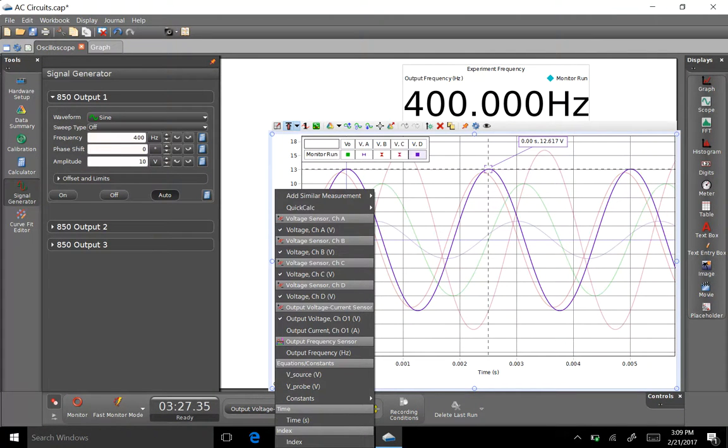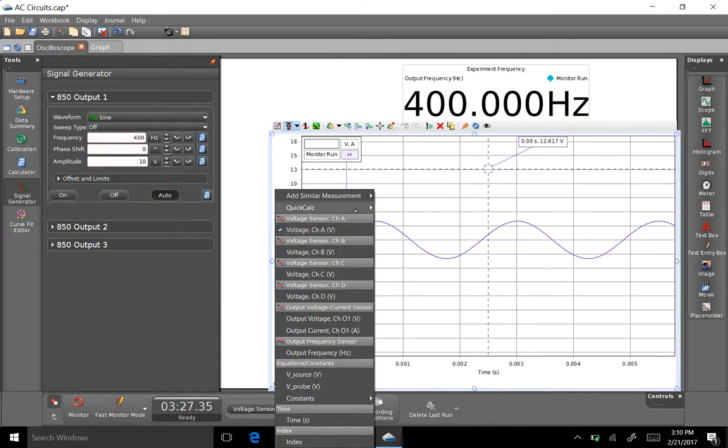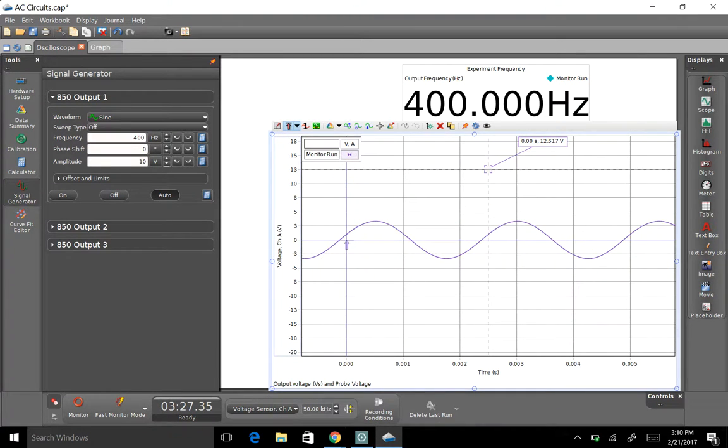I don't want to look at all of the voltages now. I only want to look at the voltage on the resistor, because the voltage on the resistor is proportional to the current. So I'm going to turn off everything that's not the resistor. The resistor was A. I actually was right the first time. So I'm only going to look at the voltage across the resistor.